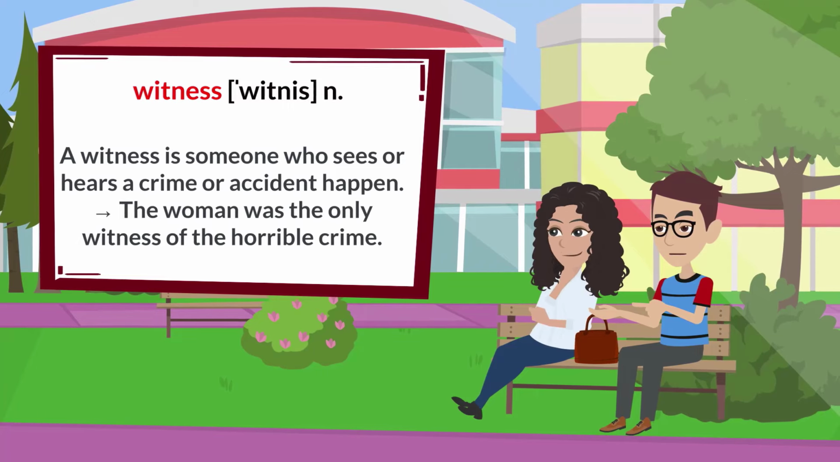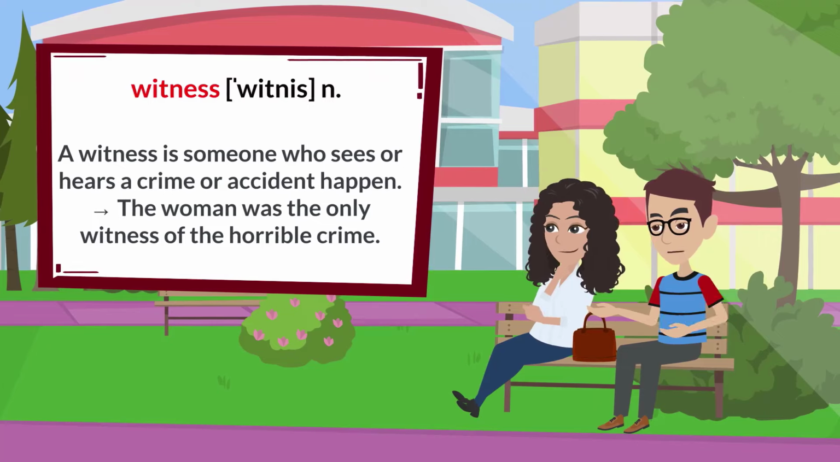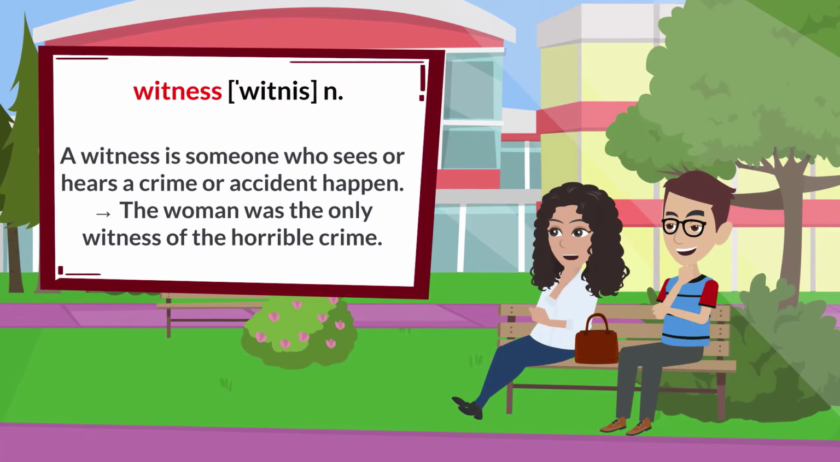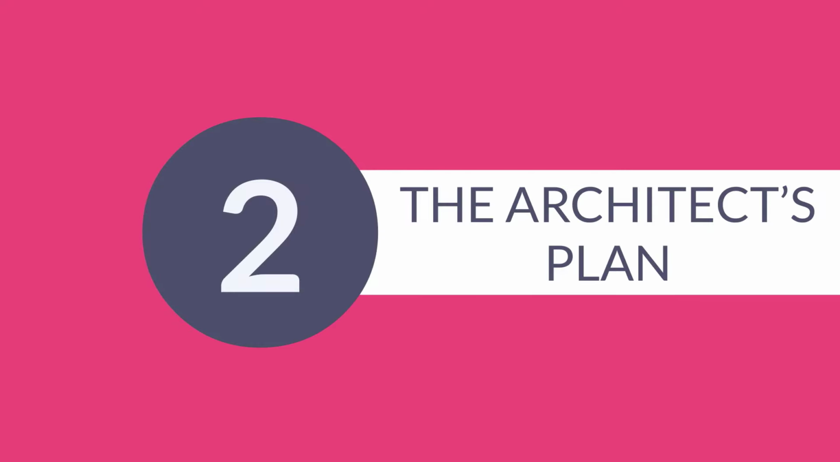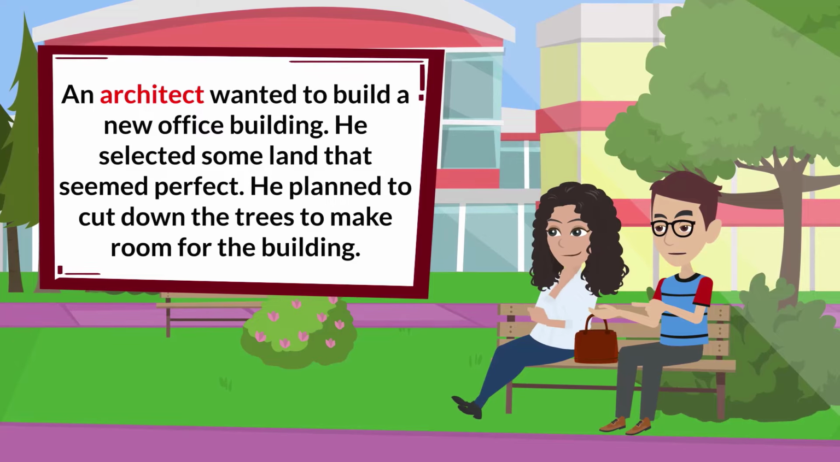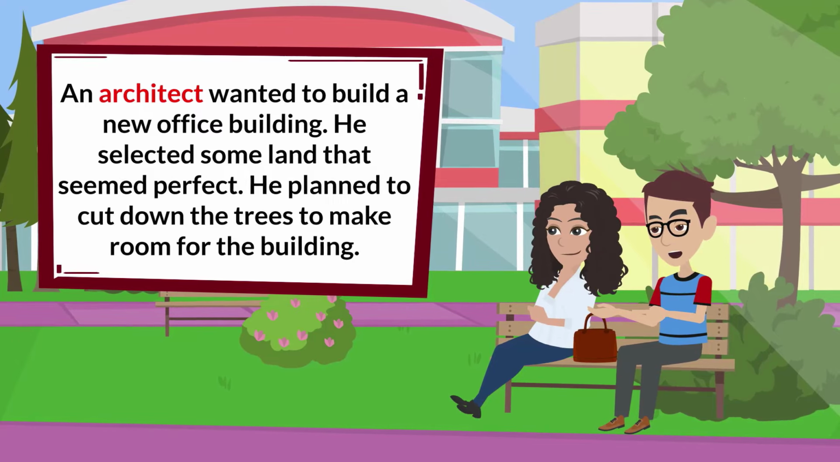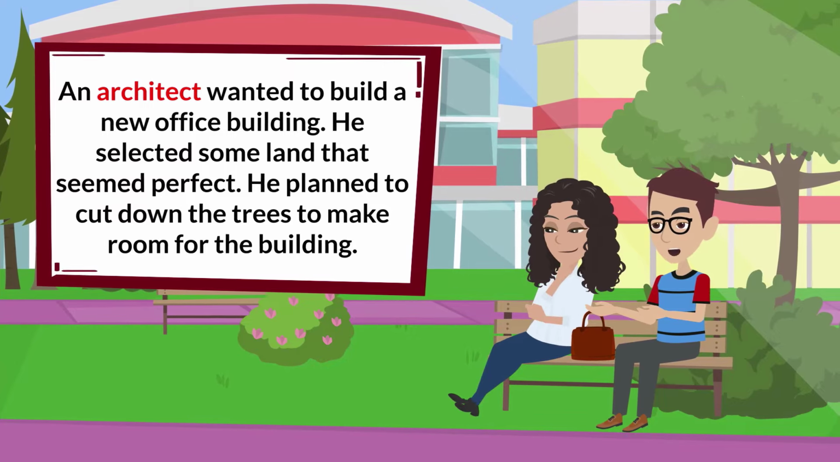Witness. A witness is someone who sees or hears a crime or accident happen. The woman was the only witness of the horrible crime. The architect's plan. An architect wanted to build a new office building. He selected some land that seemed perfect. He planned to cut down the trees to make room for the building.